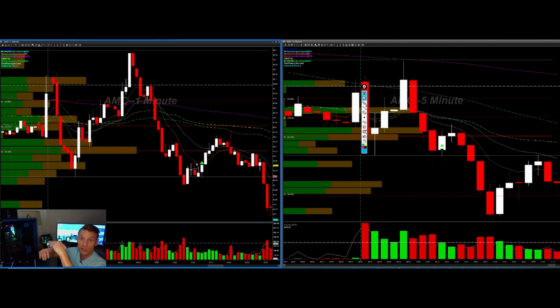30 cents is 3R, 40 cents is 4R, etc. Really, the only time I like a stop loss to go more than 10 cents is if I have a really small share size, or I'm trying to average in a pattern. But that was pretty much exactly where I wanted to stop loss.